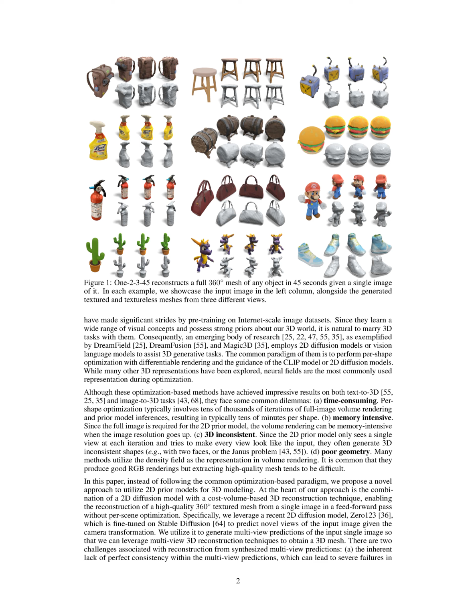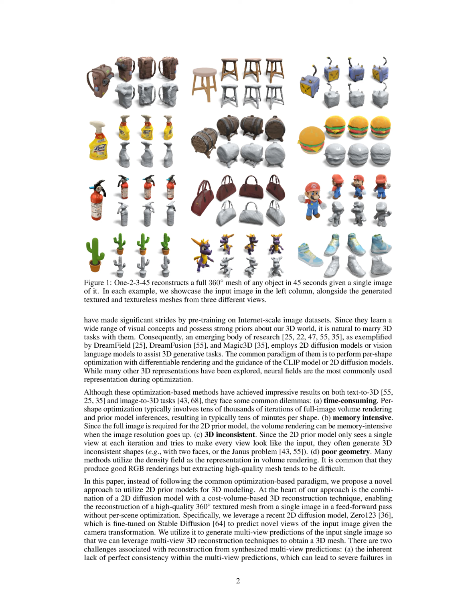They are time-consuming and memory-intensive, often generate 3D inconsistent shapes, and struggle to extract high-quality mesh from good RGB renderings. To overcome these issues, we propose a unique approach that employs 2D prior models for 3D modeling. Our method combines a 2D diffusion model with a cost-volume-based 3D reconstruction technique to create a high-quality, 360-degree textured mesh from a single image in a feed-forward pass without per-shape optimization.